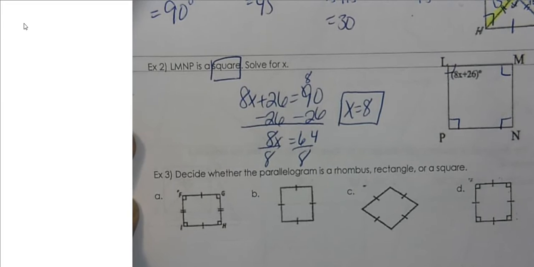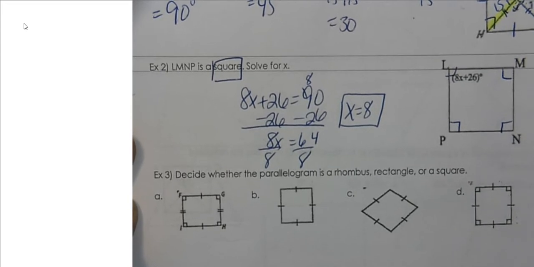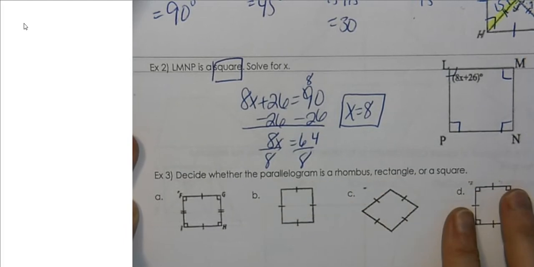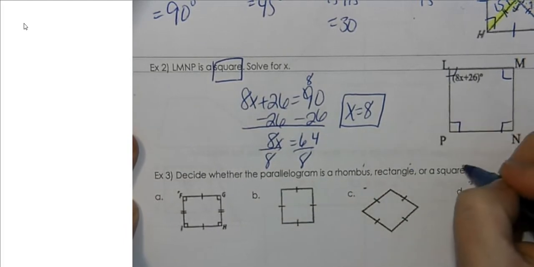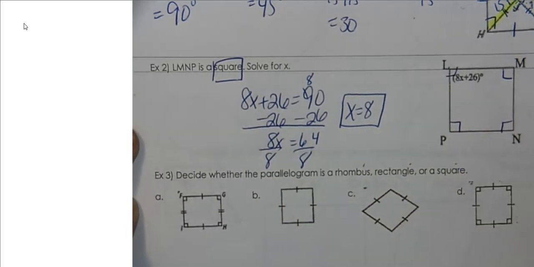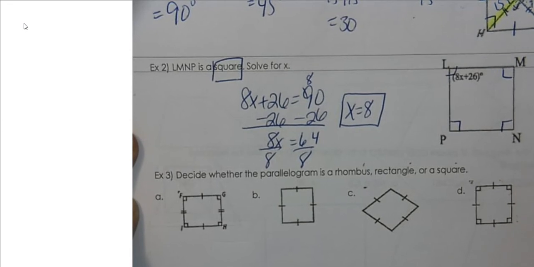Next, let's look at example 3. Now, this is where it gets tricky. It's all about what is marked. We want to decide whether the parallelogram is a rhombus, rectangle, or square. So it's not about what it looks like, but about the information that is marked.